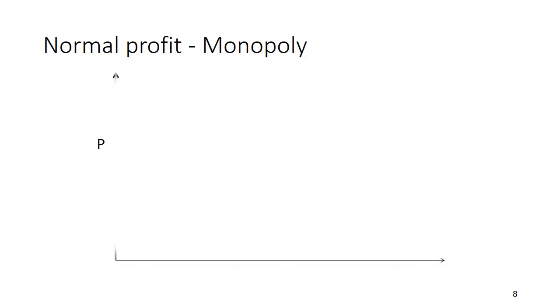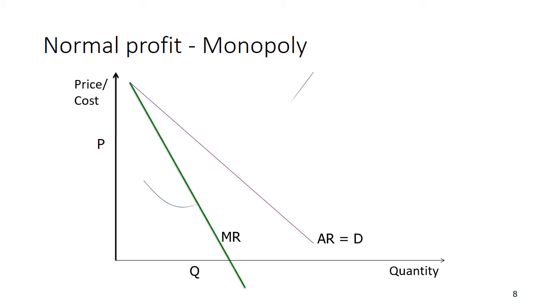I'll show you the graph again. It's a normal profit situation of a monopoly. Their special feature is that the price they charge is equal to the AC. So there are no additional profits or abnormal profits. They can earn only normal profit. They just cover their average cost from the revenue, right?